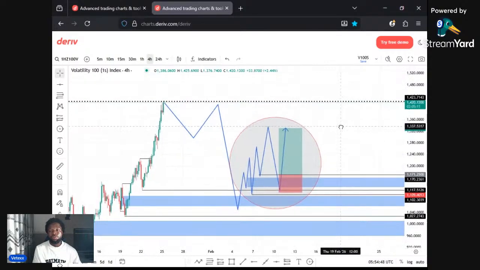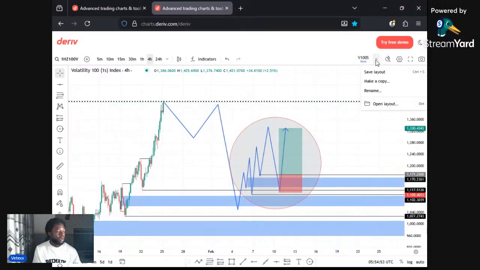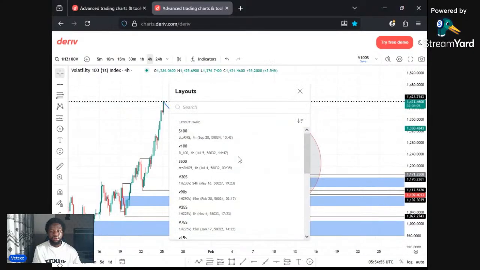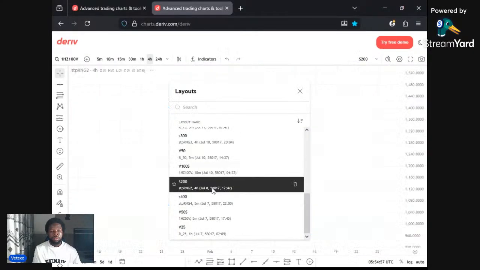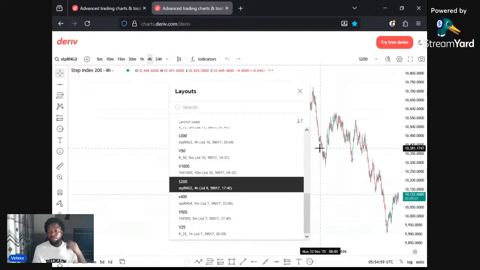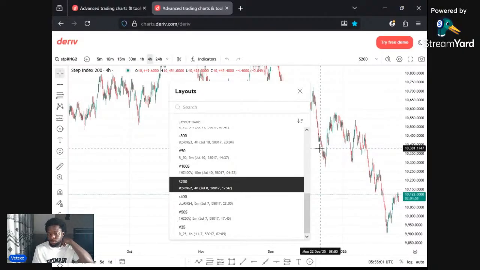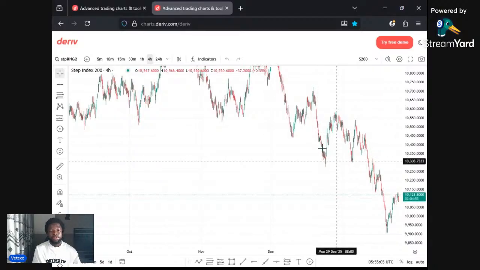So now we are going to be moving on to the next pair, which is on our list. Let's check it out real quick because we are running out of time. So this is step 200. The next analysis, volatility step index 200. Okay, step index 200.